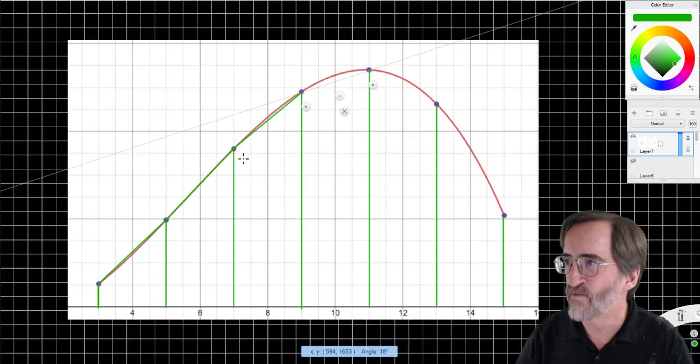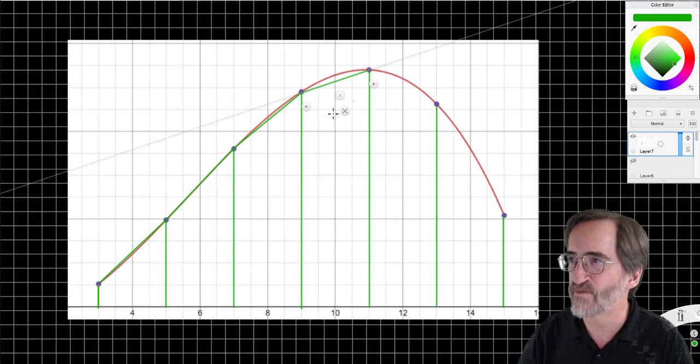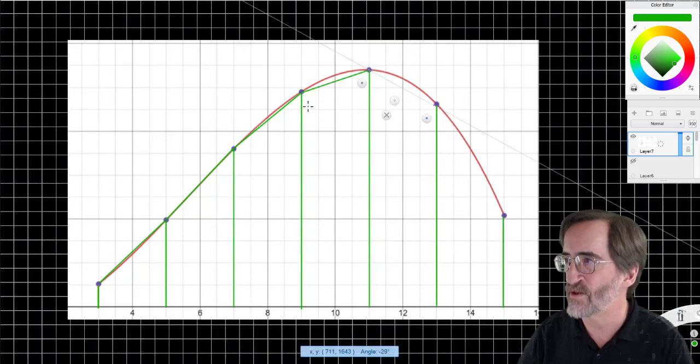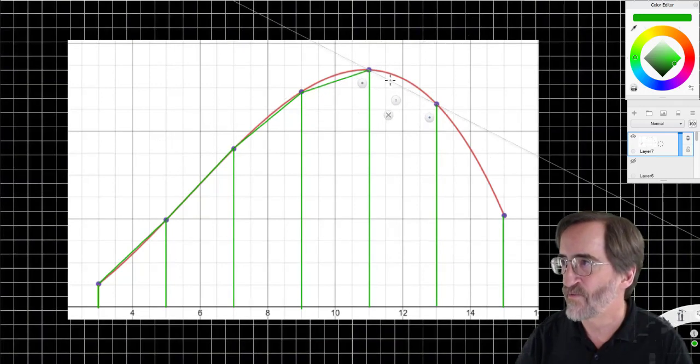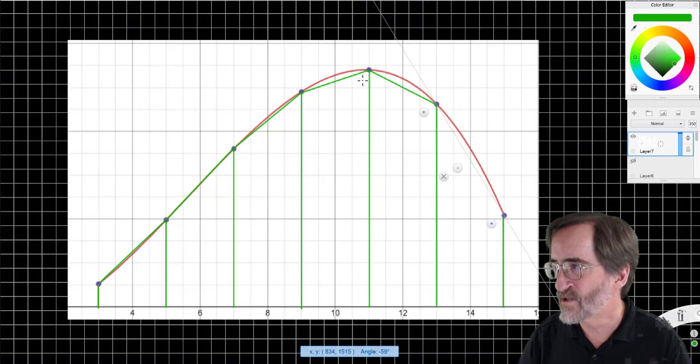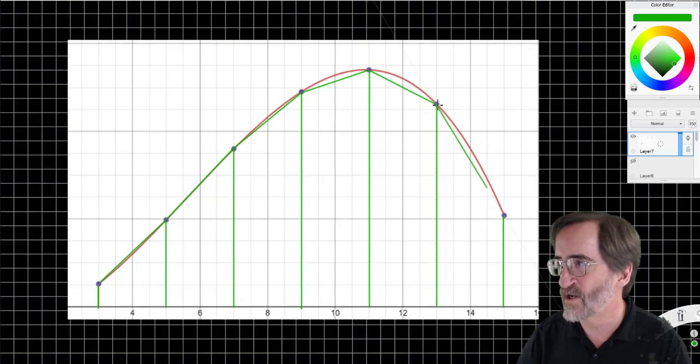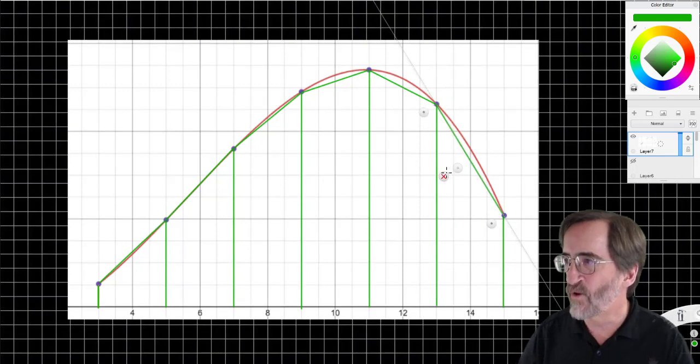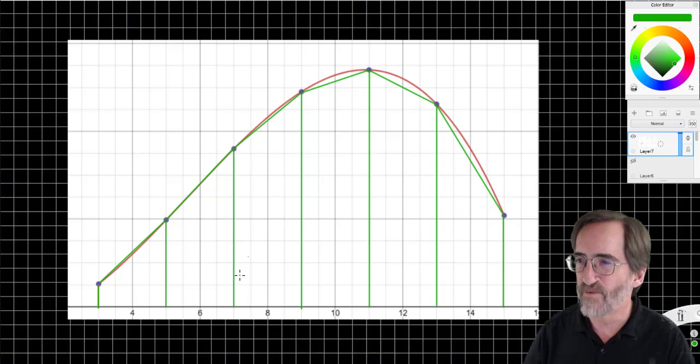Okay, this definitely is an underestimate. We've got some white space between the trapezoid and the curve. So this would be an underestimate, and this would be an underestimate, all because it's concave down. But what is the area of one of these trapezoids?